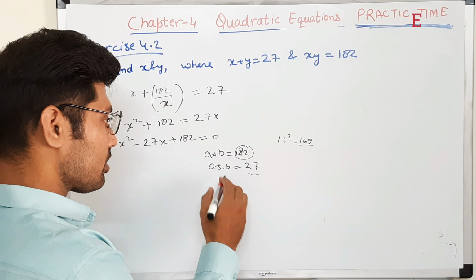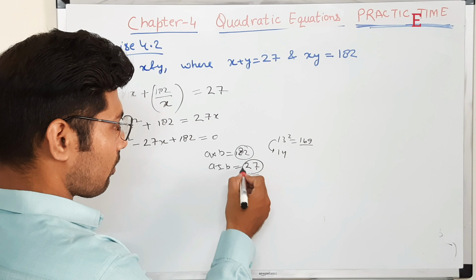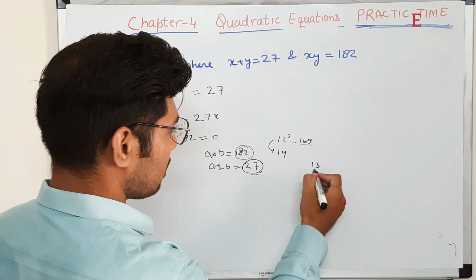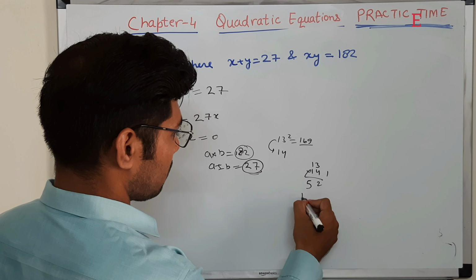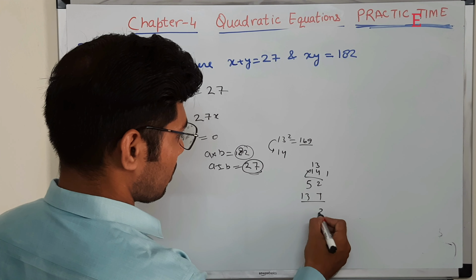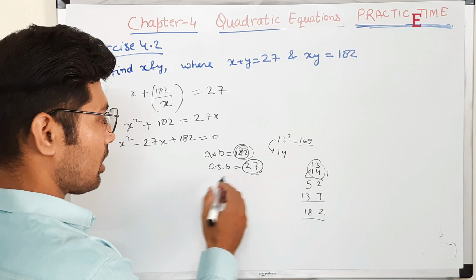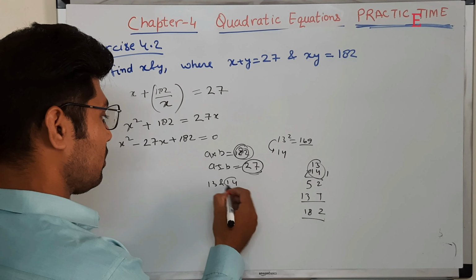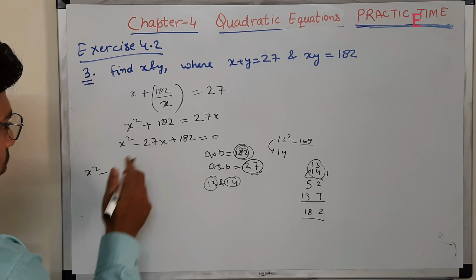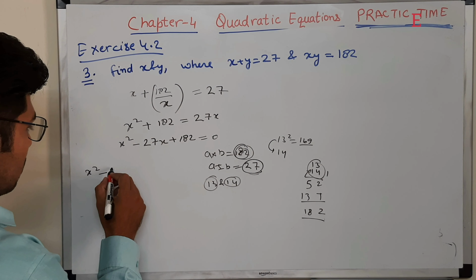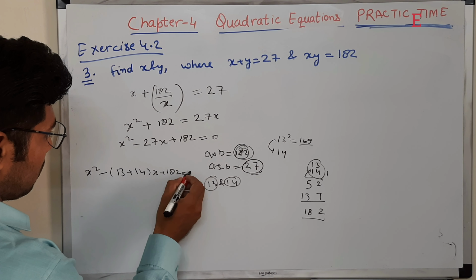Okay, now let's say the next number is 14. 13 plus 14 is 27, and what is the multiplication? Let's see, 13 times 14 is 182. Okay, so we get our numbers 13 and 14. Now put these values here, we will get x square, and 27 we can write as 13 plus 14, x plus 182 is equal to 0.